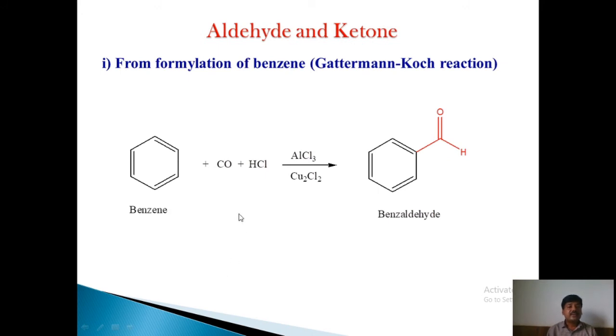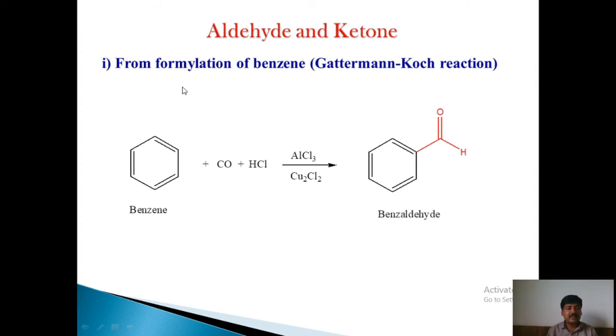In this slide, this is your first method, the Gattermann-Koch reaction, and it is a very well known name reaction. These are the scientists' names, one is Gattermann and another is Koch. So the Gattermann-Koch reaction is a chemical reaction in which aromatic compounds are formylated by a mixture of carbon monoxide and hydrochloric acid in presence of a Lewis acid such as aluminum chloride. That is called Gattermann-Koch reaction.